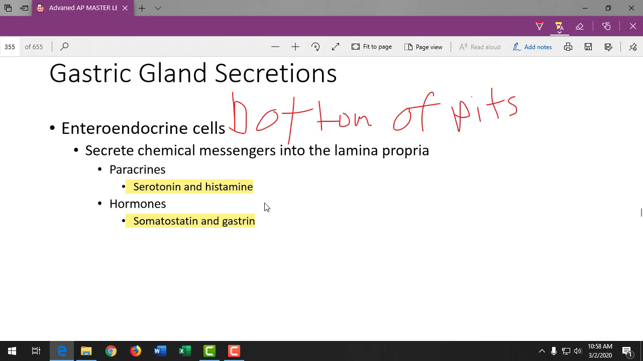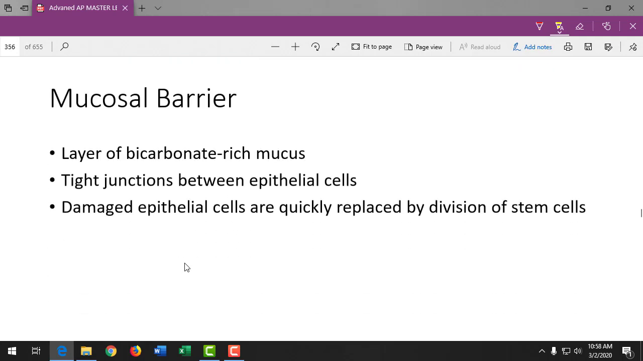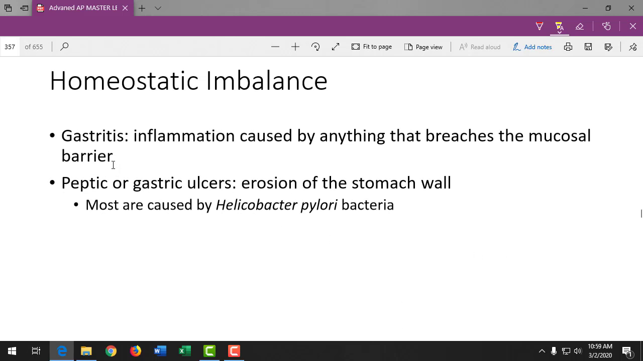So these cells are down at the bottom of the pits of the stomach. All right, so we have tight junctions between the epithelial cells in those gastric pits to make sure that nothing leaks between the cells of the digestive tract, causing infection and damage. And we have stem cells in the digestive tract, so we sometimes will slough off and damage cells of the digestive tract, and they are replaced, so that's a good thing. But if something gets beyond that mucosal barrier, we call that gastritis. Again, gastro means stomach. So gastric bypass, we're bypassing the stomach with that surgery. Gastritis means there's going to be nausea and vomiting, and you know, stomach cramping.